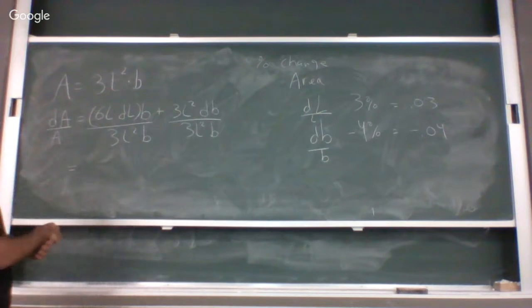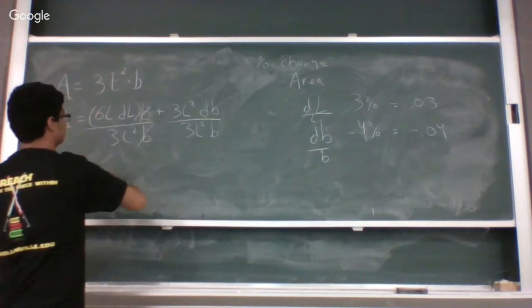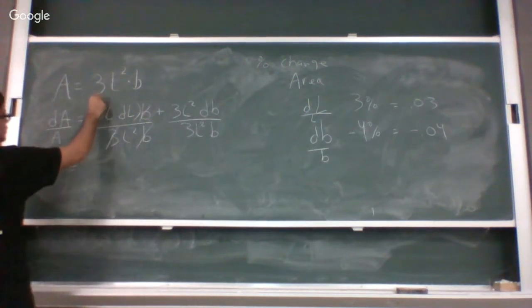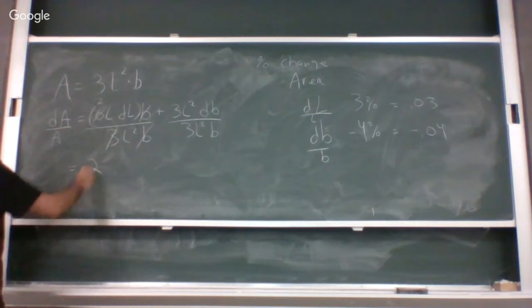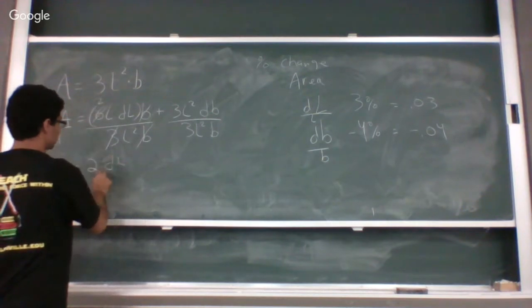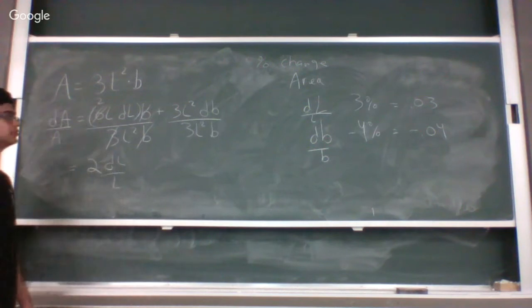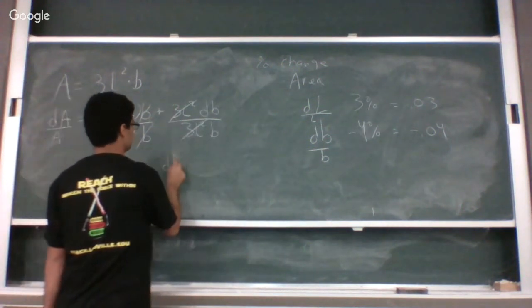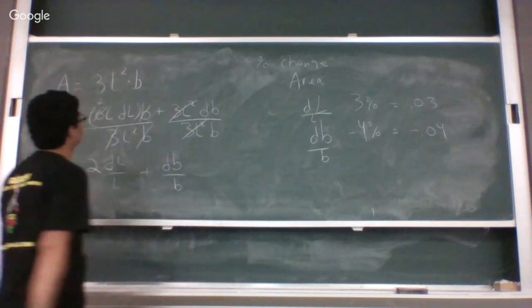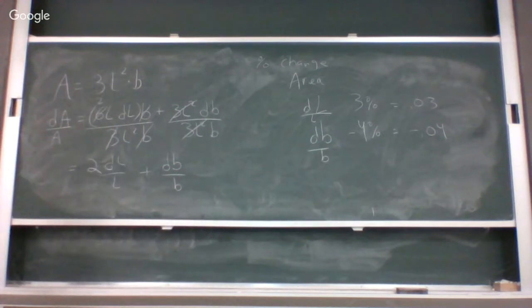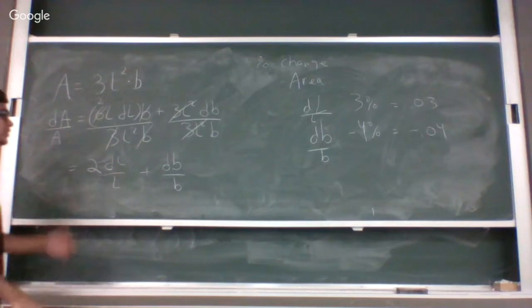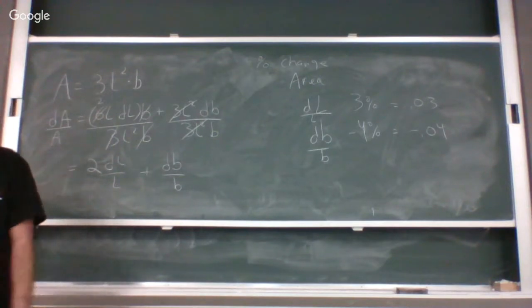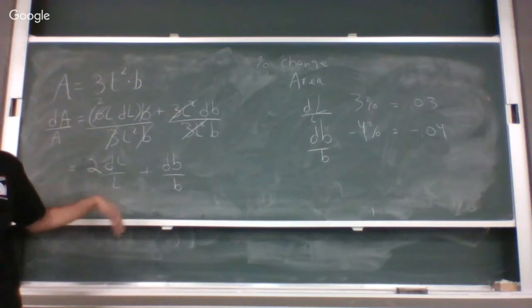So what do we get? The B's cancel out. 3 at the top, we have a 2 dL over L plus dB over B. That was almost exactly the same thing as before. But do you guys see how that worked?